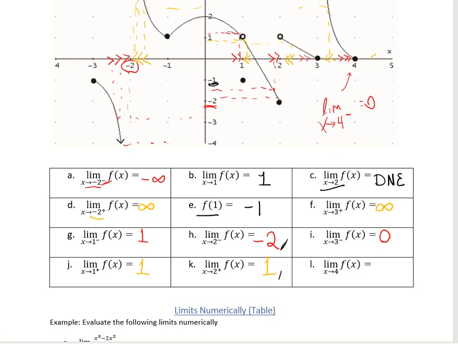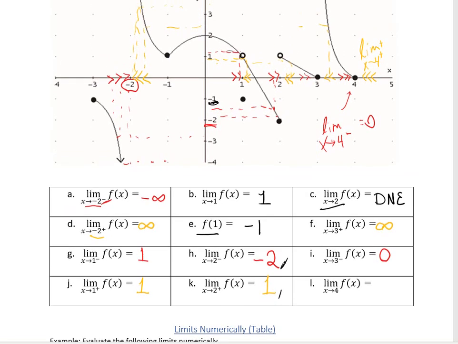Now, what is it when I approach from the right-hand side? Well, if I approach from the right-hand side, what I see happening is I don't have a graph. If I don't have a graph, that means that it's undefined or does not exist. So the limit as I approach x equals 4 for my function f of x, since I don't have the right-hand side, that would also be DNE, because there's nothing over here, right? It's just a big empty space.